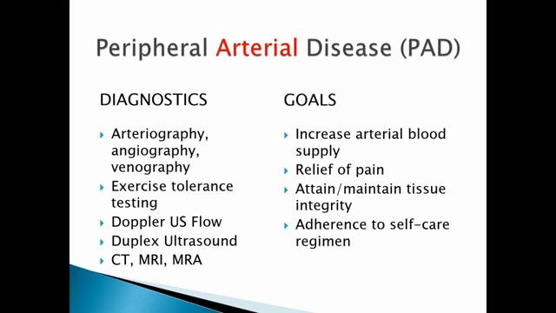But that's a big problem, particularly if they also have things like diabetes, and we already have problems with wound healing. The other goal is adherence to the self-care regimen, because again, this is a chronic issue. It's not like I have acute bronchitis, I go to the doctor, I get treated, and I'm going to be good. This is a chronic issue.